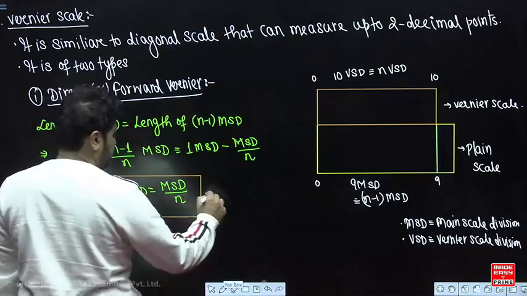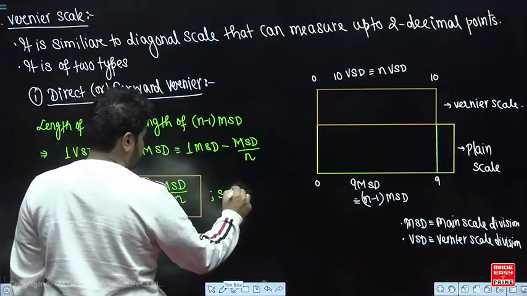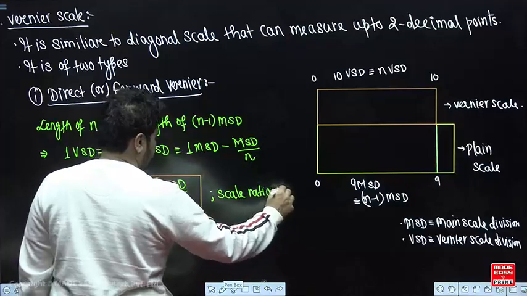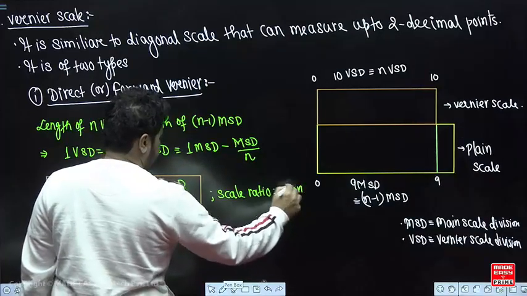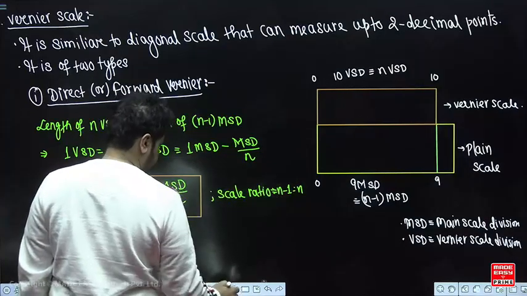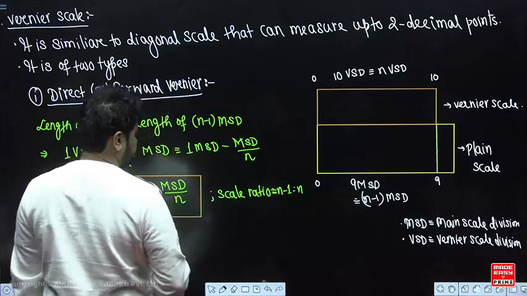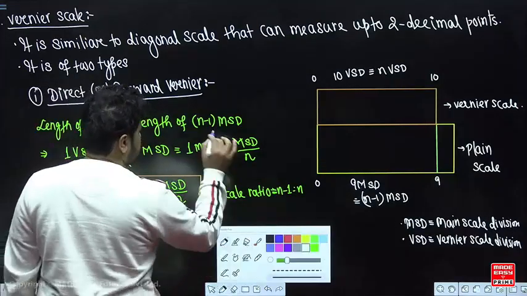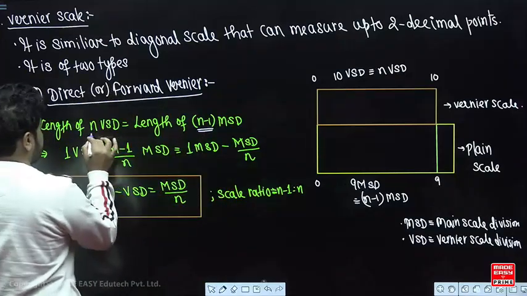Right. So what is the scale ratio, how much? What is the scale ratio? Scale ratio is n minus 1 to n. Correct. So you can see that the scale ratio here is n minus 1 and here it is n.